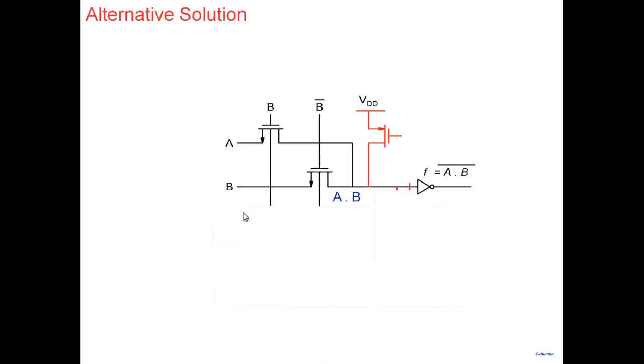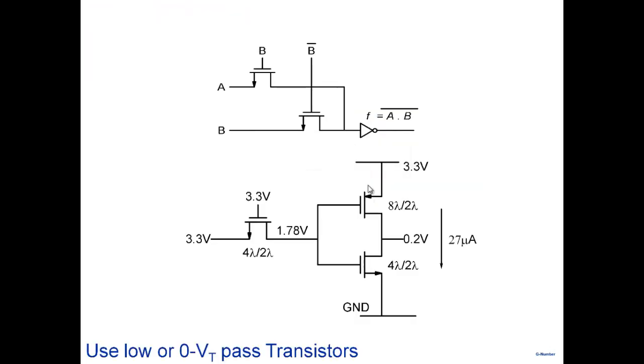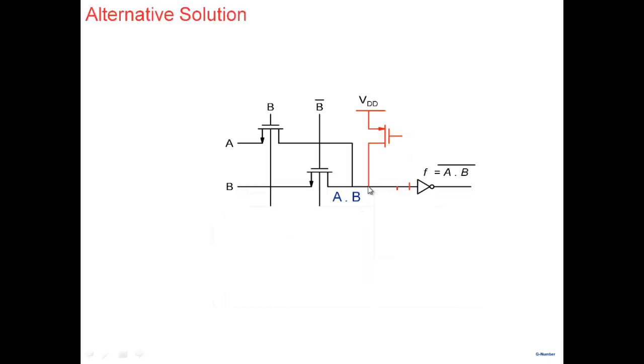The alternative solution is to use an inverter to restore the logic, but the inverter was not restoring it very well. Why? Because the value was 1.78, and it's causing leakage also. So what we do is, I get a poor 1 here, but then we add another PMOS transistor here. We don't want to use PMOS transistors, but there is no other way out.